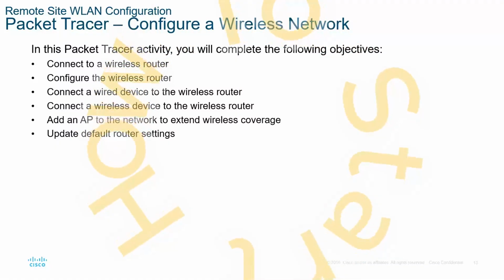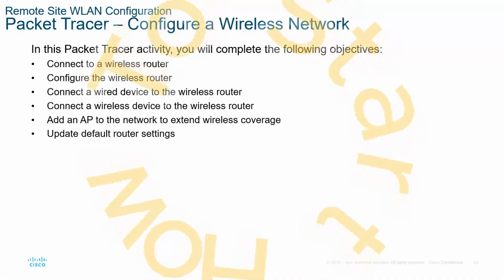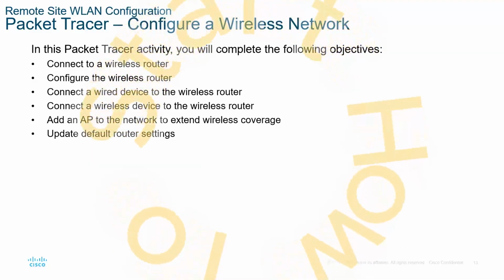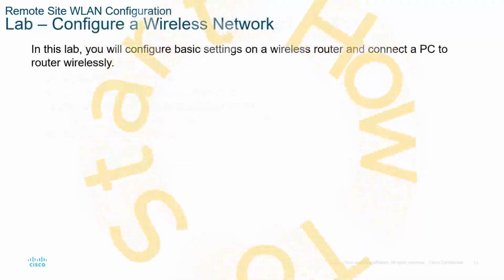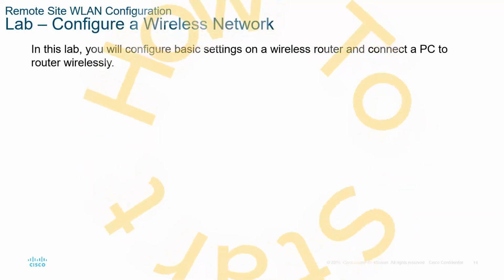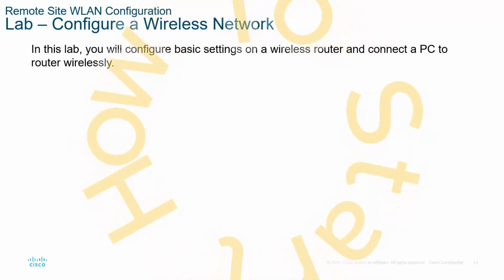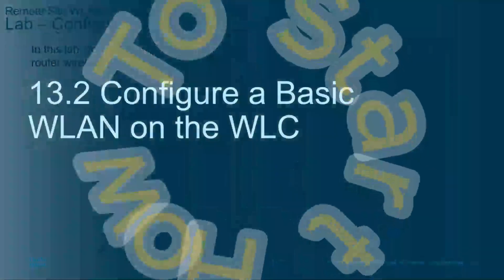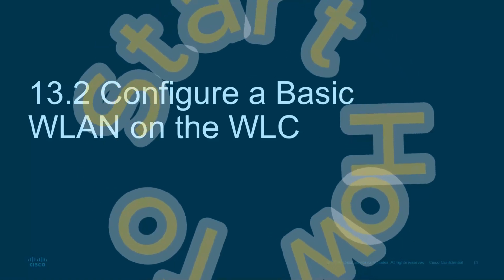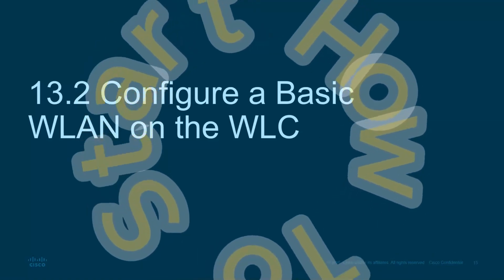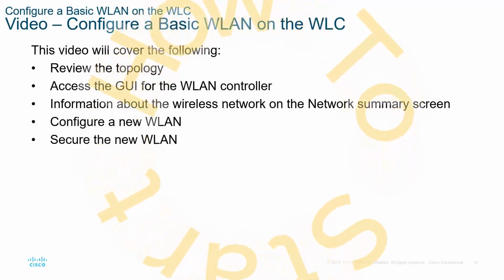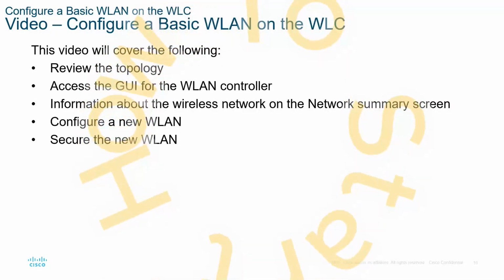So one of our first packet tracers is configuring a wireless network, connecting, configuring it, and then configuring it appropriately based off of requirements. We also have another one setting up a device as well, and it being functional remotely. Our next section is about configuring a basic wireless LAN on a wireless LAN controller. So we're going to be walking through the topology, accessing the GUI, configuring and securing new wireless LANs.